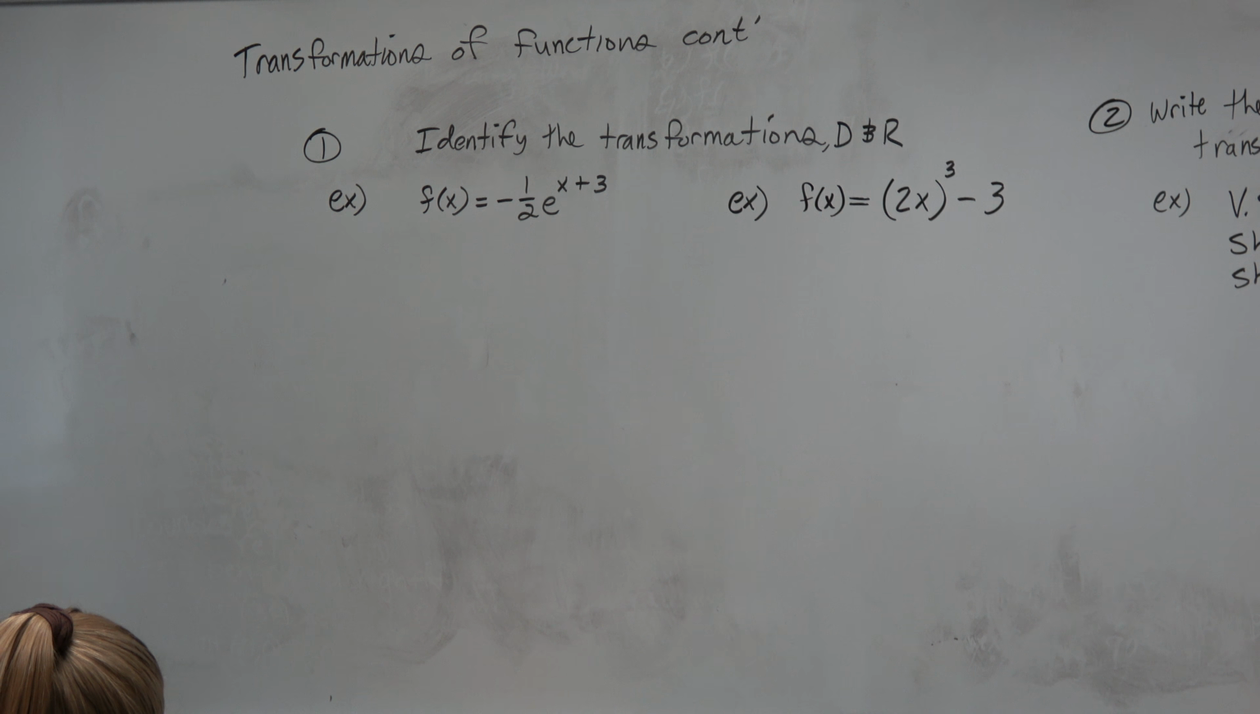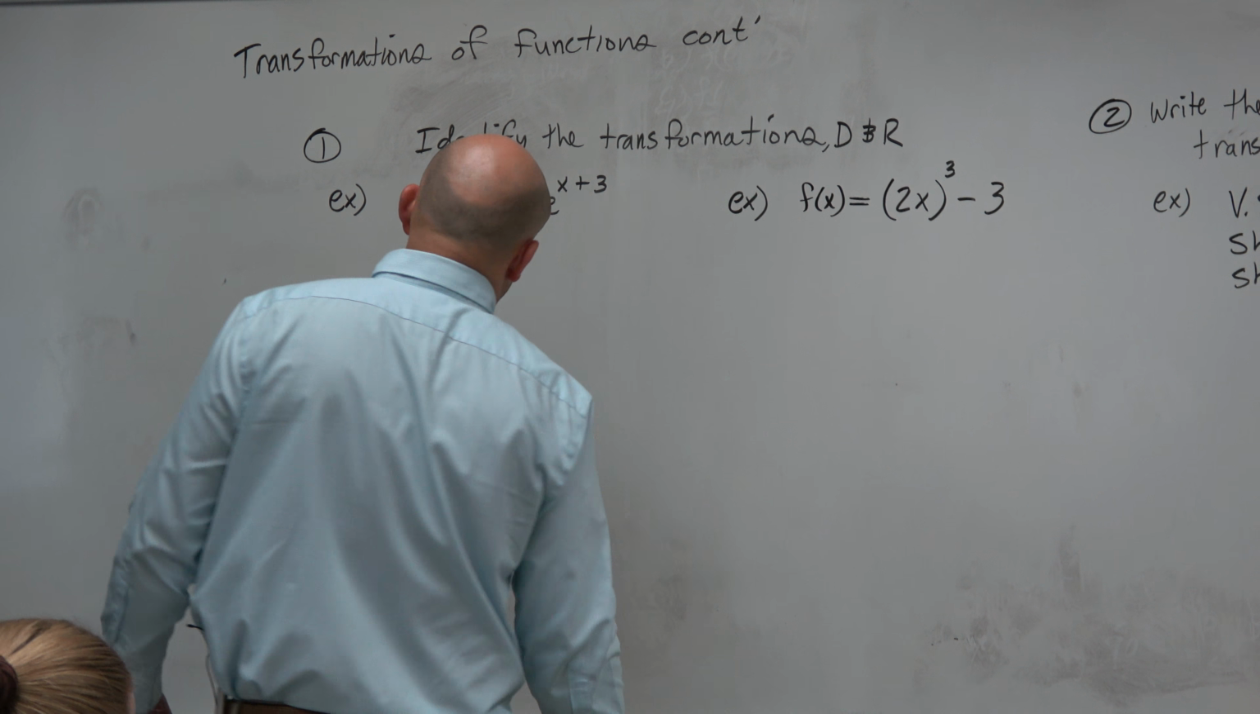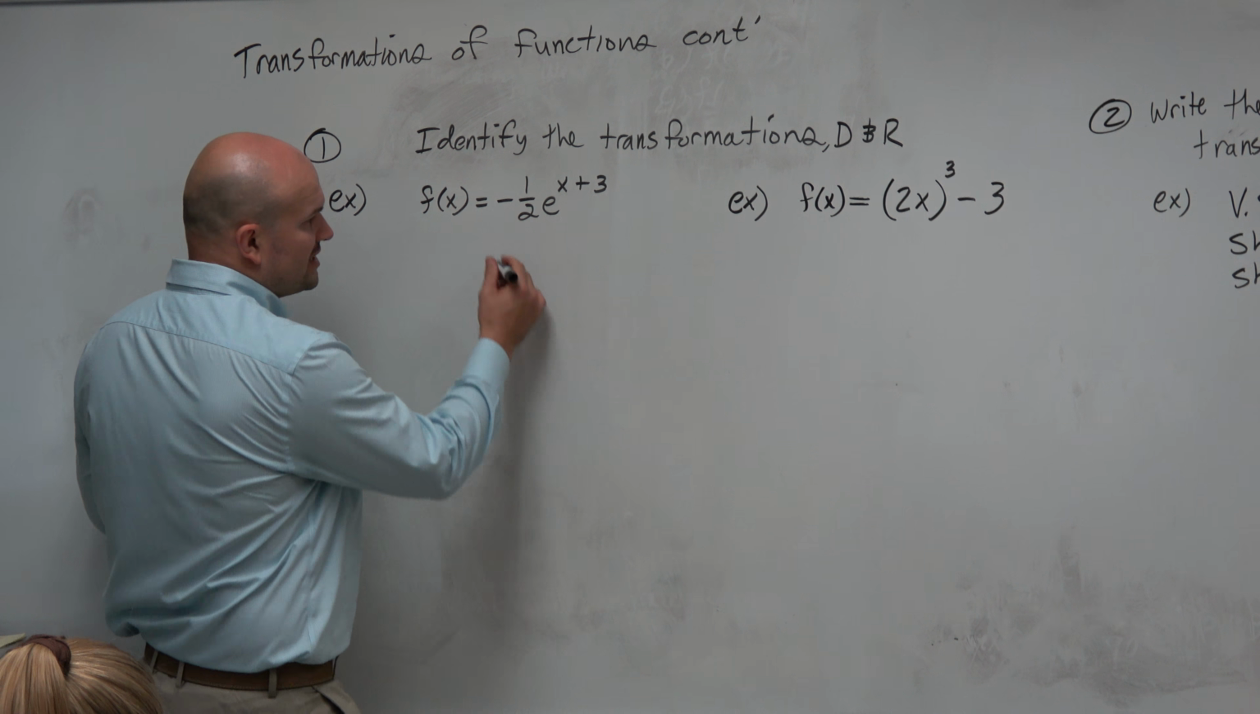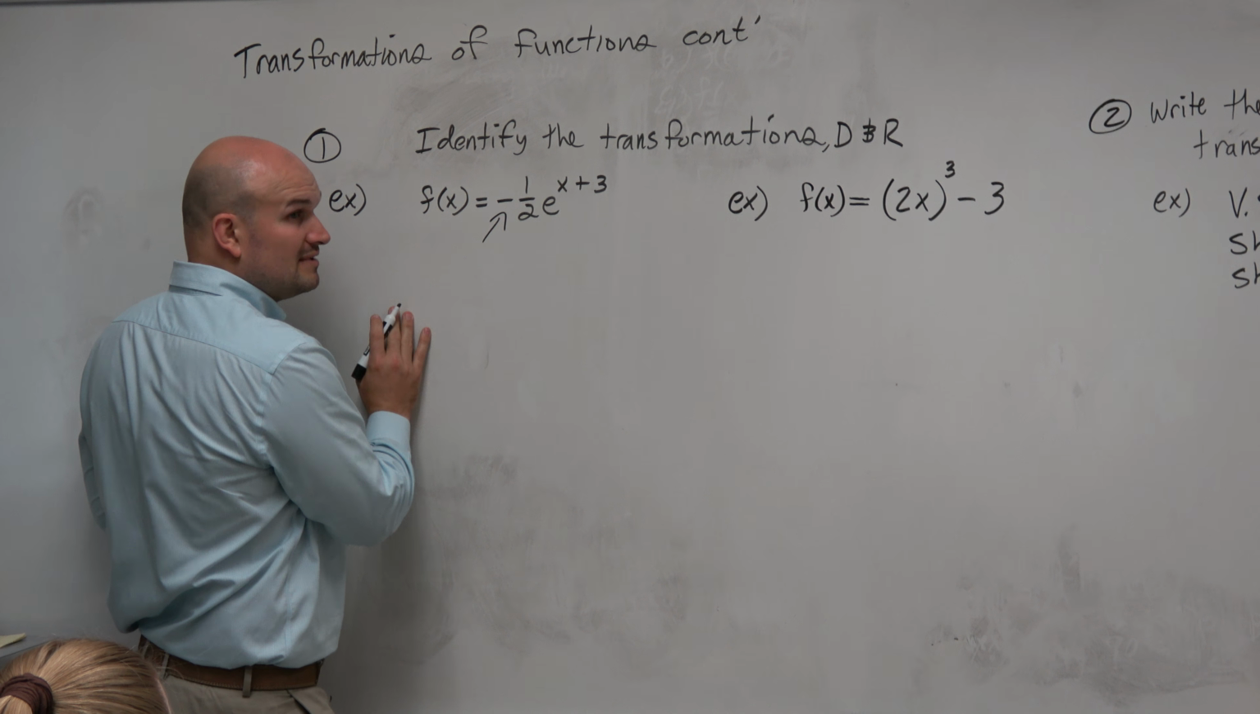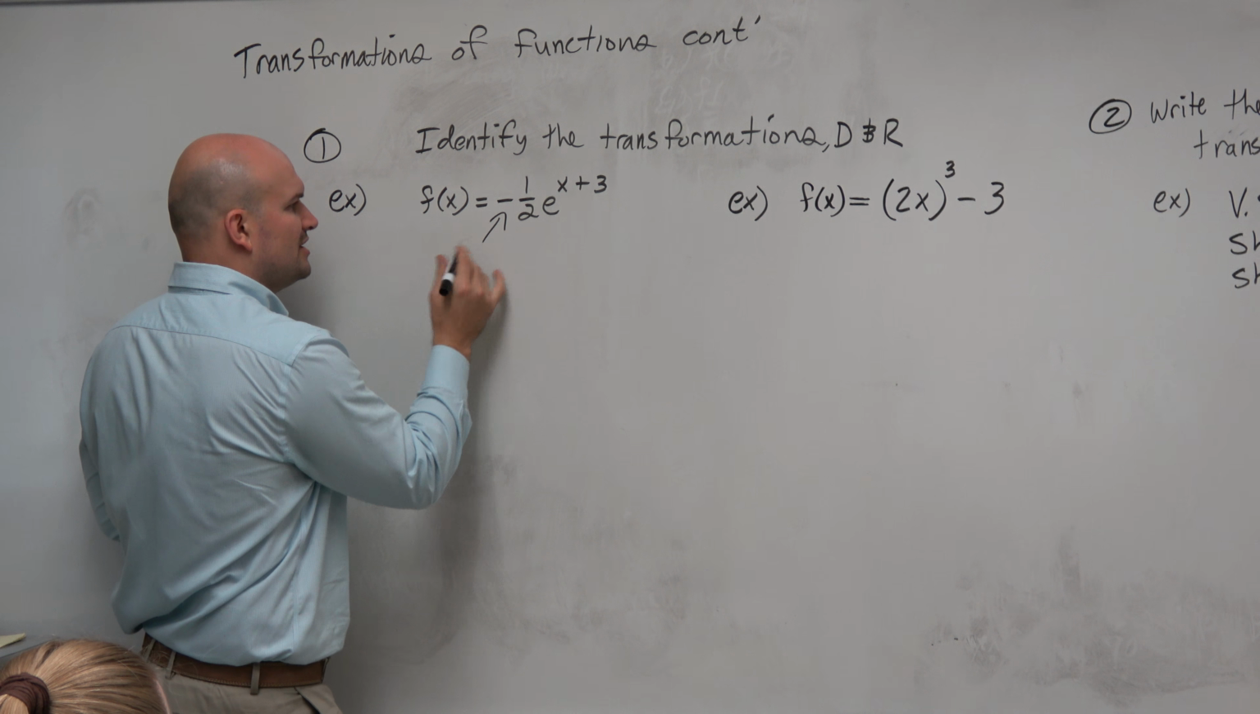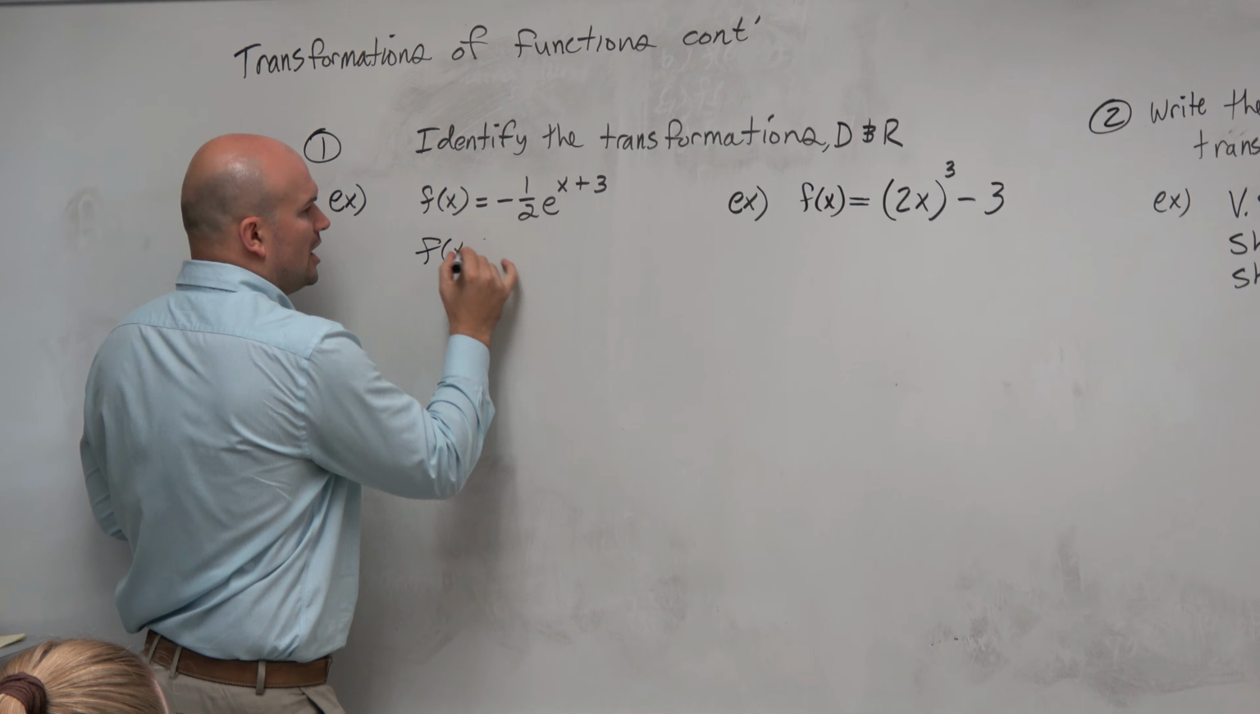Try to run through these rather quickly. For this first one, identify the transformations in the domain and range. So there's a couple things that are going on, guys. I see I have a negative outside of the... well, actually, first of all, let's look at our parent function.